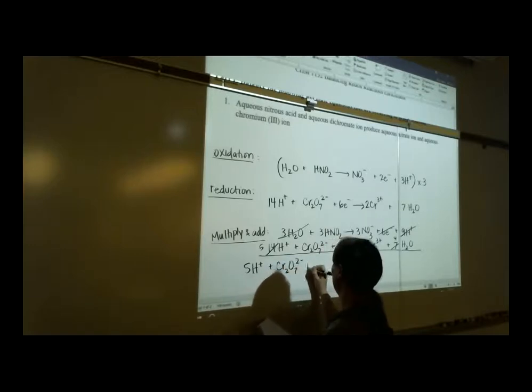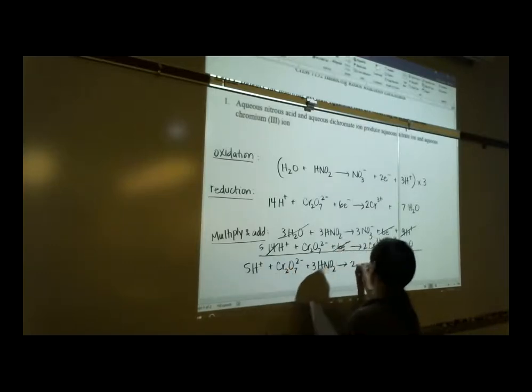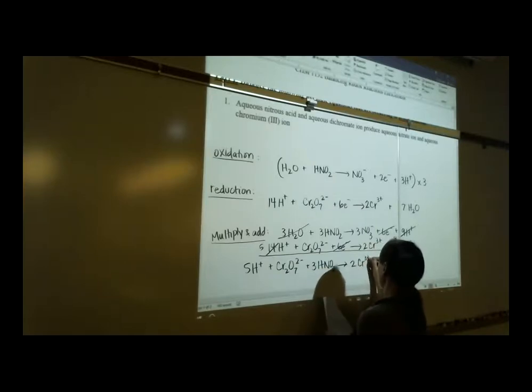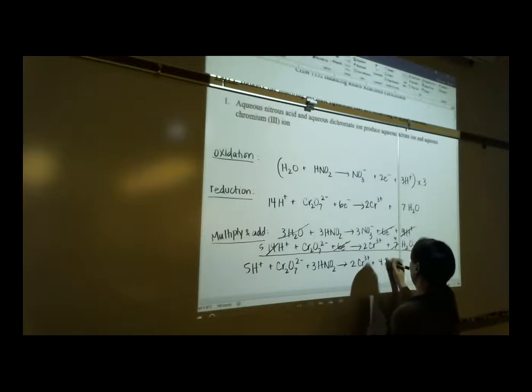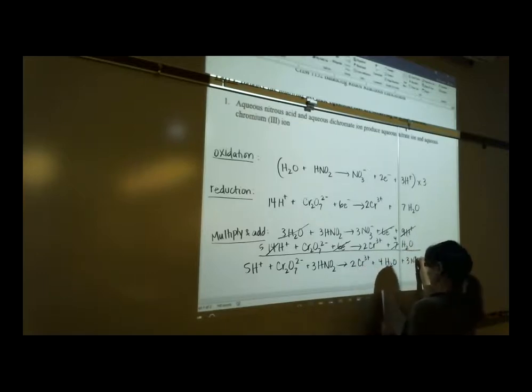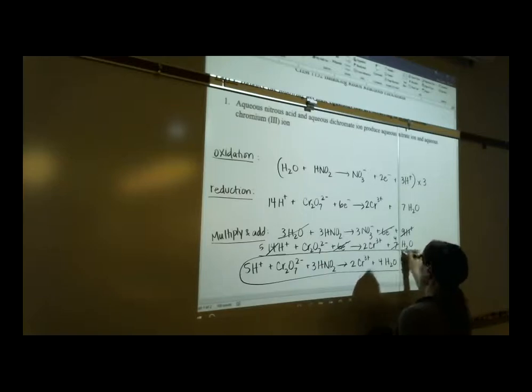And now that leaves us with our final answer, which would be 5H+ plus Cr2O7 2- plus 3 HNO2 produces 2 Cr3+ plus 4 H2O plus 3 NO3-. And that's my final answer.